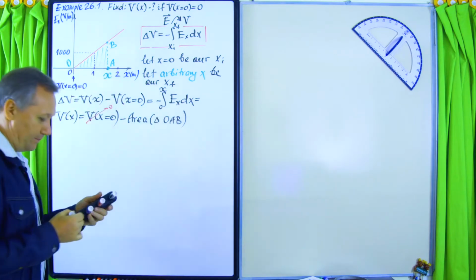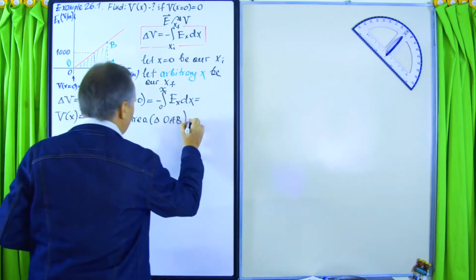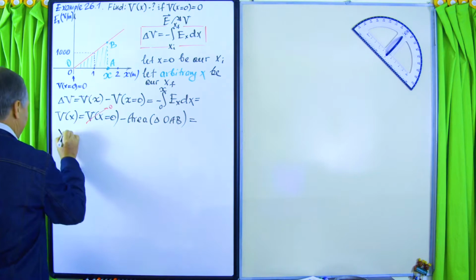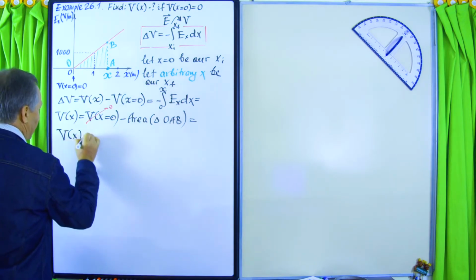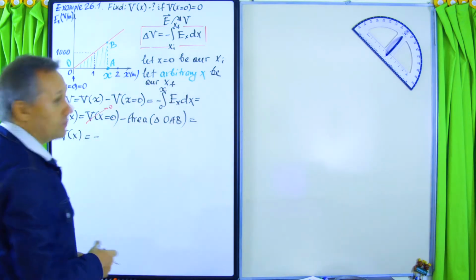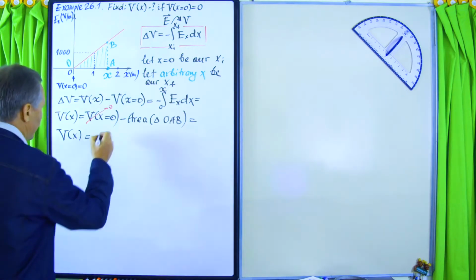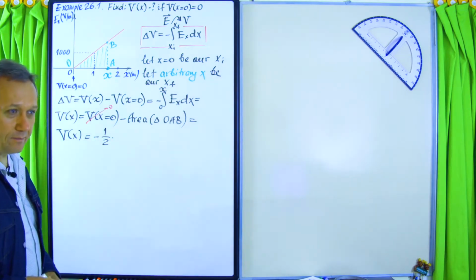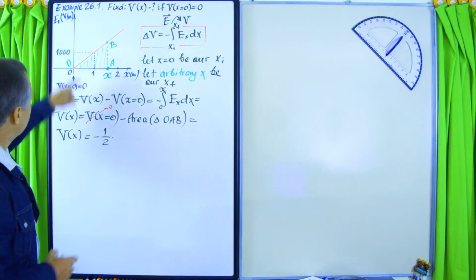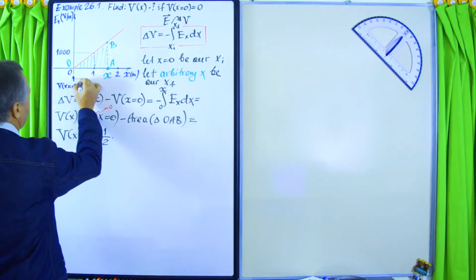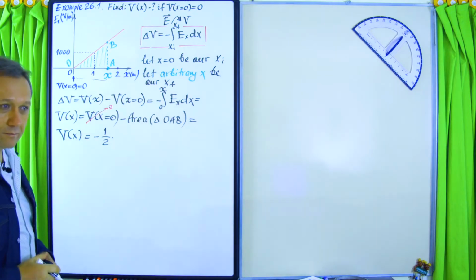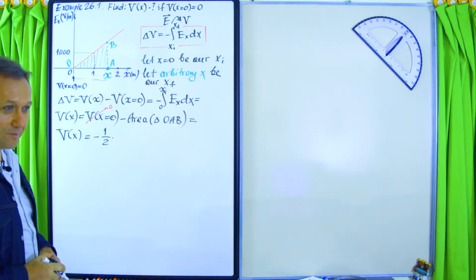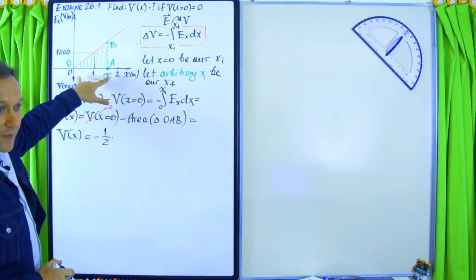Okay, so now we just need to calculate the area. V at x equals minus the area. You remember the triangle: it's 1 over 2 times the base, which is this distance, x. This distance equals x.